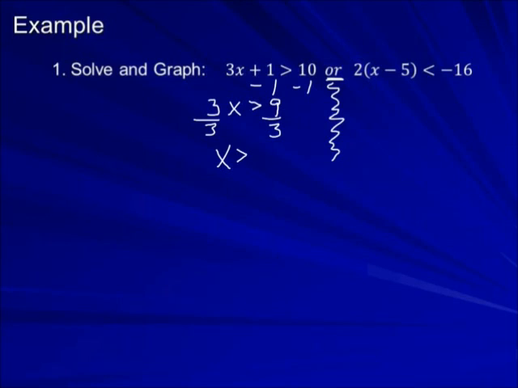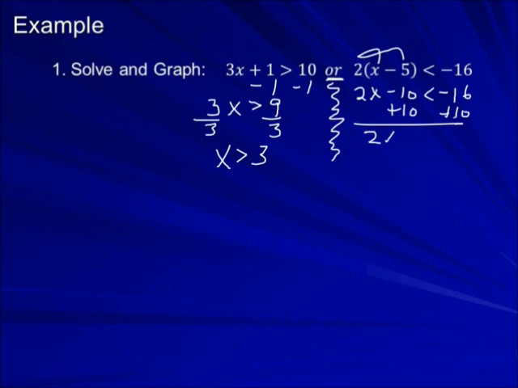So x is greater than 3. All right, now I go to the right-hand side. First thing I do, distribute the 2. So I have 2x minus 10 is less than -16. Add 10 to both sides. So I end up with 2x is less than -6. Now I divide by 2. So x is less than -3.